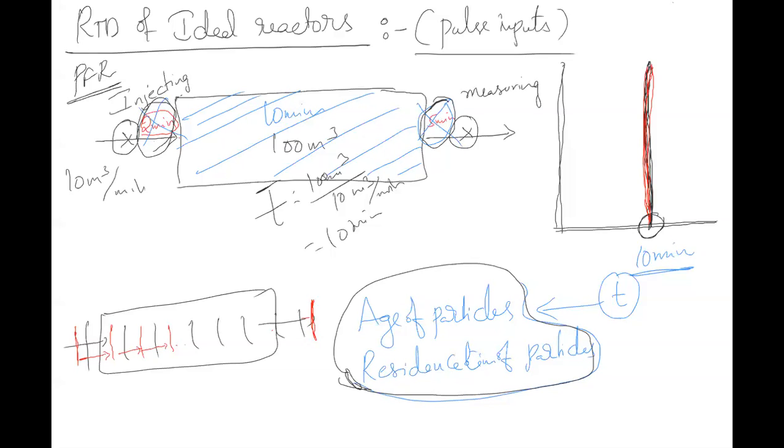So are you with me? 100 red molecules exit at the same time because you injected 100 red molecules at the same time, no? So this is what the E curve with respect to time looks like. This is an ideal PFR.